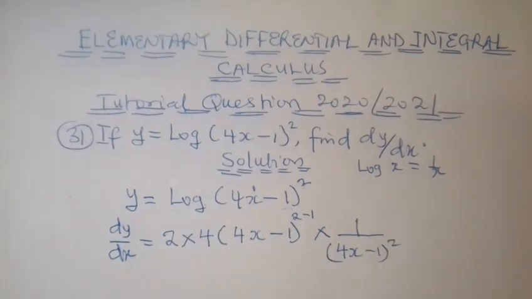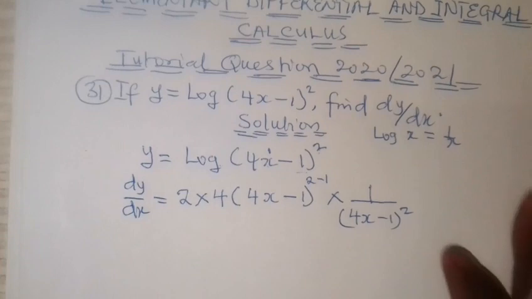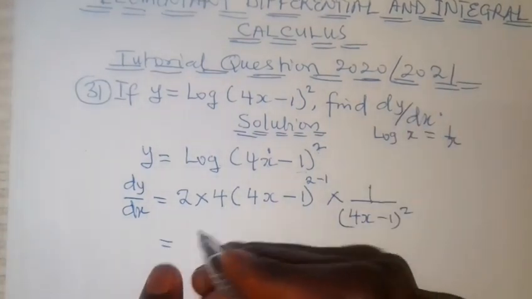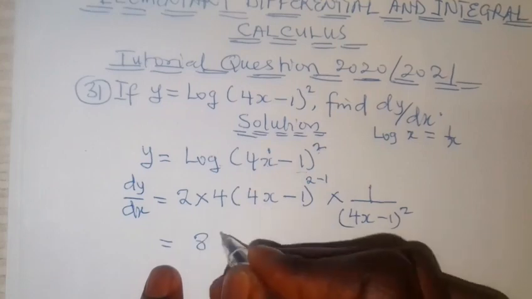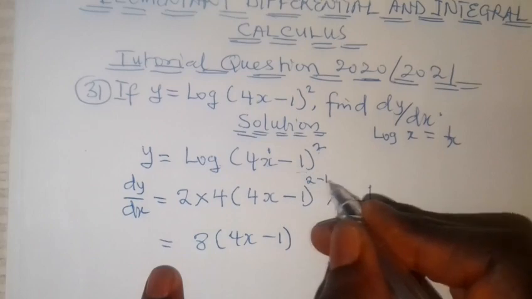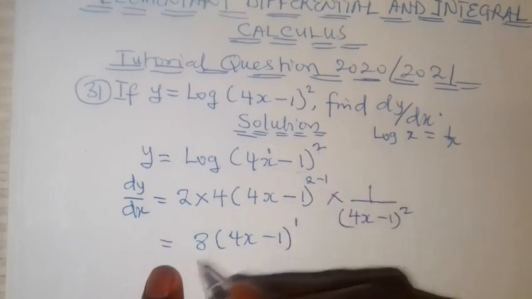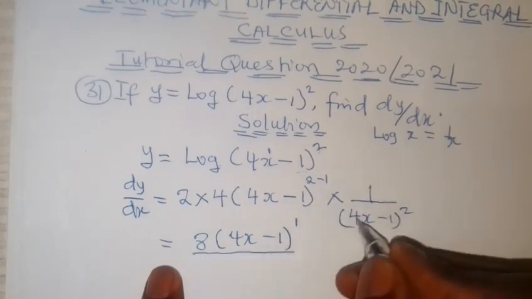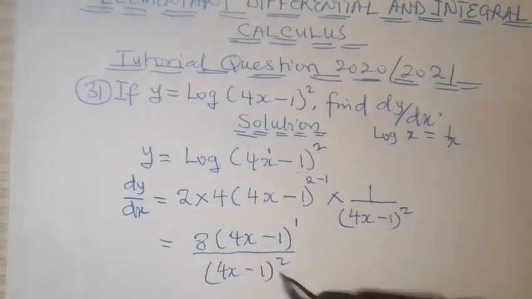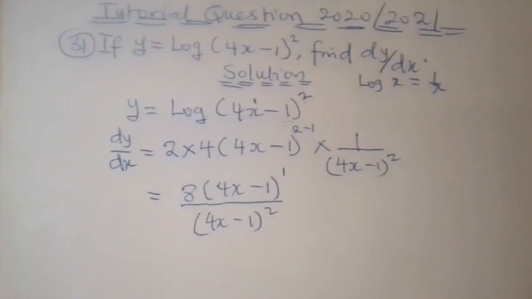Now let us go further. Now in going further, all we have to do now is to multiply out 2 times 4, that will give us 8 times (4x minus 1). And if you say 2 minus 1, everything here becomes power 1. Then all divided by our (4x minus 1) squared comes in here.